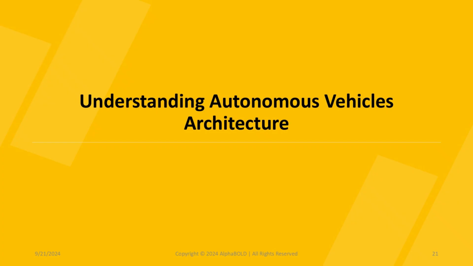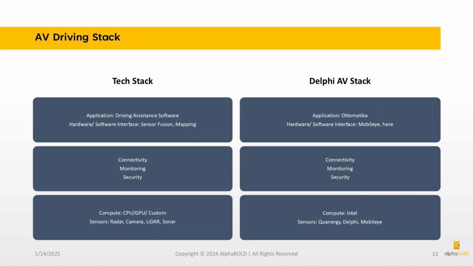Understanding autonomous vehicles architecture. AV driving stack represents the different layers of technology involved in autonomous vehicle, AV development. Key components. Tech stack. This refers to the software and hardware components that make up the AV system. It includes application, the top layer, responsible for high-level tasks like route planning and decision-making. Driving assistance software handles functions like adaptive cruise control and lane keeping.